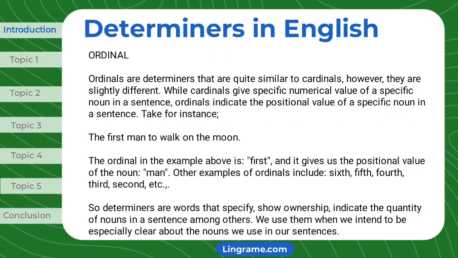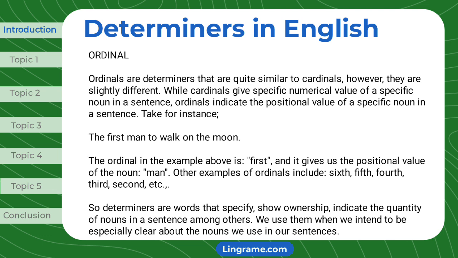Ordinals. Ordinals are determiners that are quite similar to cardinals, however, they are slightly different. While cardinals give the specific numerical value of a specific noun in a sentence, ordinals indicate the positional value of a specific noun in a sentence. Take for instance, the first man to walk on the moon. The ordinal in the example above is first, and it gives us the positional value of the noun, man. Other examples of ordinals include sixth, fifth, fourth, third, second, etc.